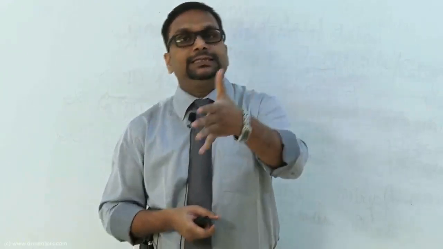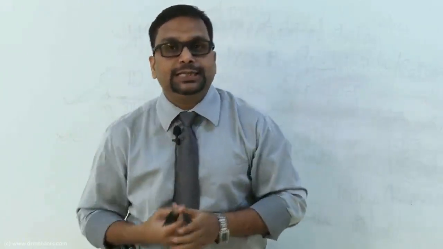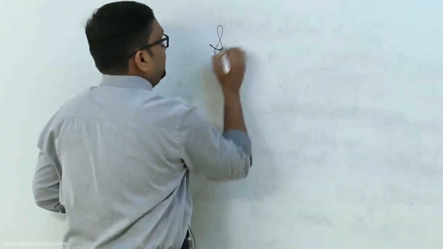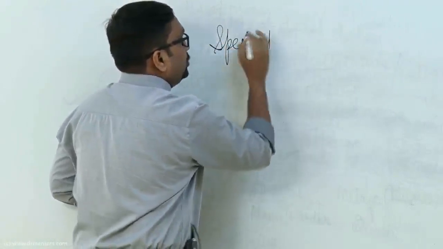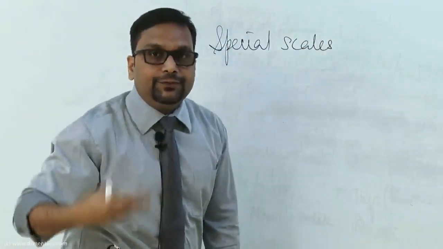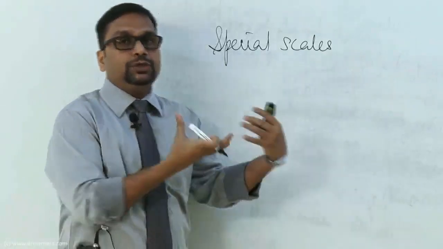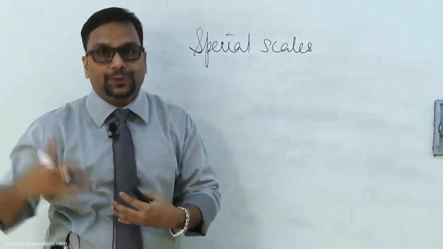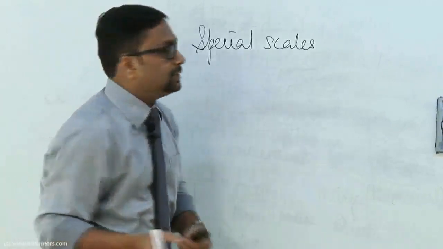Now apart from these 3 scales, there are some special scales which are used in measurement. We will also see some of the special scales used in measurement. Nominal, ordinal and metric are used every time. Apart from that, in some special situations, we use these scales. So as you can see in the PowerPoint, we will see what these special scales of measurement are.